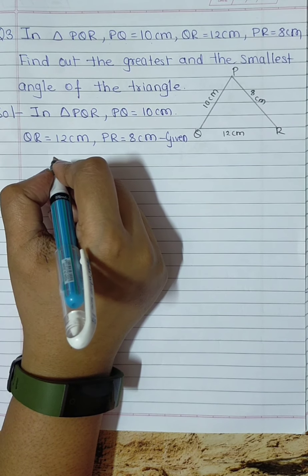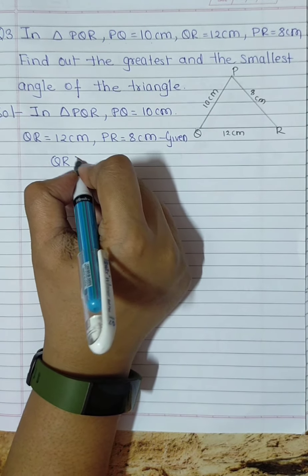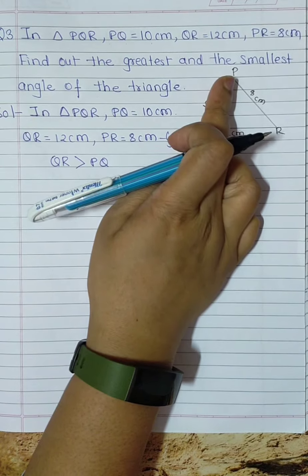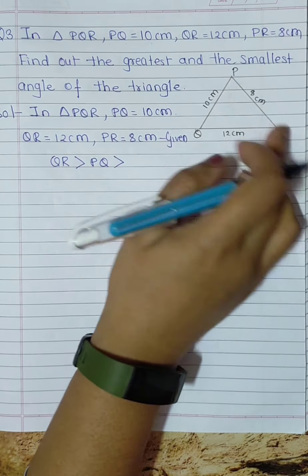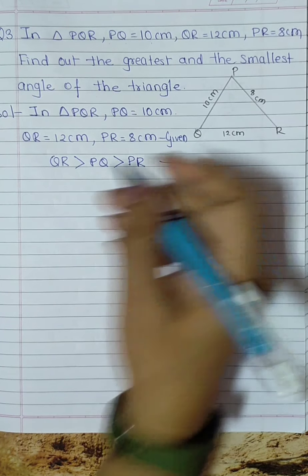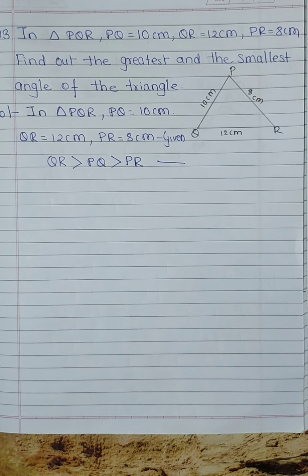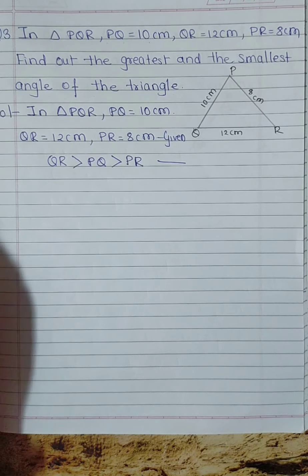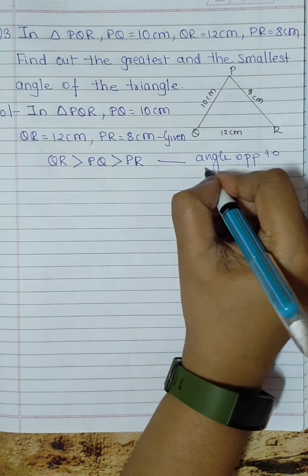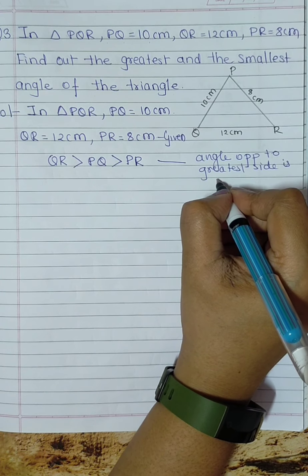So QR is greater than PQ and PQ is greater than PR. Reason: angle opposite to the greatest side is greatest.